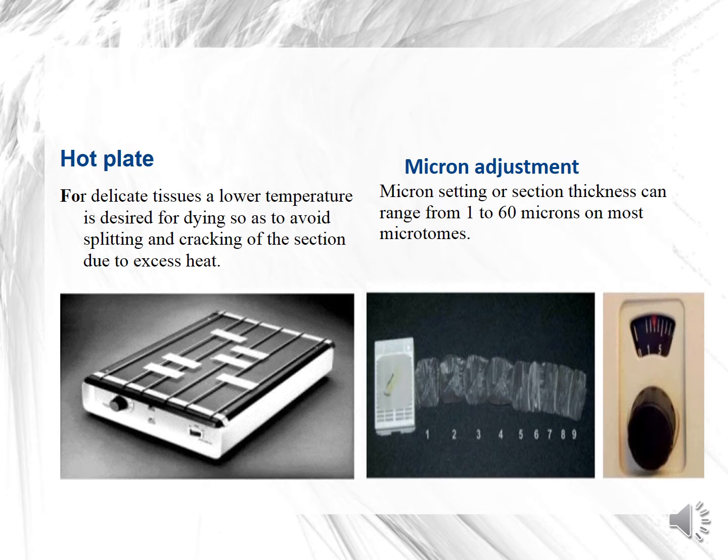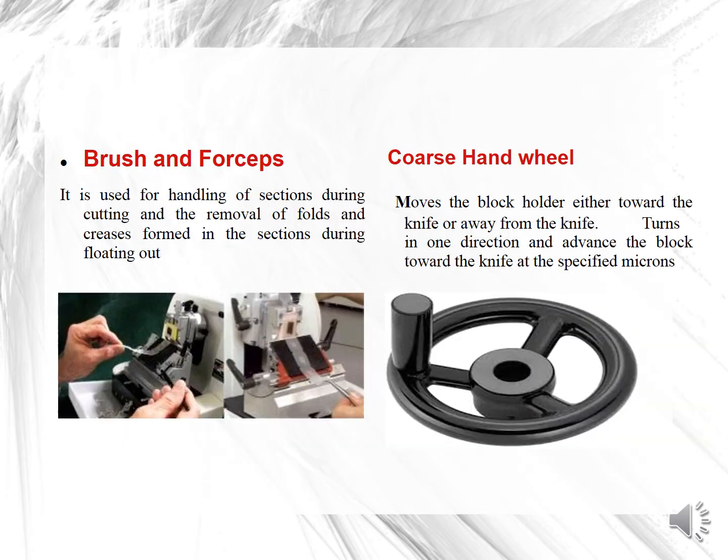This is the micro adjuster, which is one of the important keys in microtomes. The section thickness can range from 1 to 60 microns on most microtomes, and it varies depending upon the microtome. Next are the brush and forceps, which are also very important in doing microtomy. They are used for handling sections during cutting and the removal of folds and creases formed in the sections during floating out.